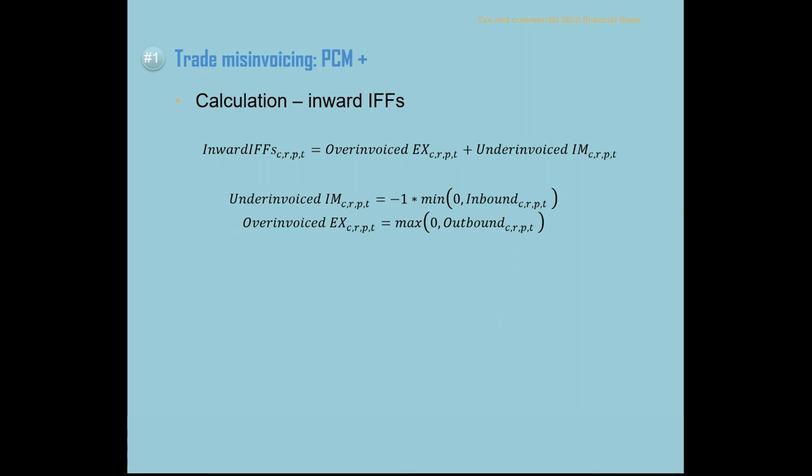Both imports and exports can cause illicit financial flows. This will depend, and we will try and explain this using these formulas here, on whether we are discussing the over-invoicing or under-invoicing of each of the flows, so of exports or of imports. And both parts are essentially needed and relevant for the illicit financial flows.